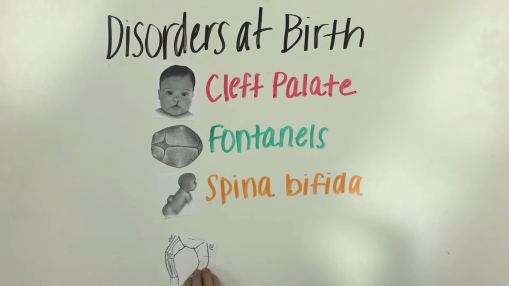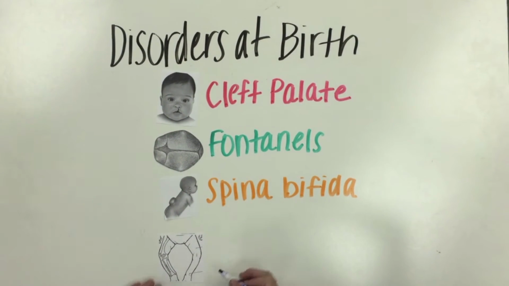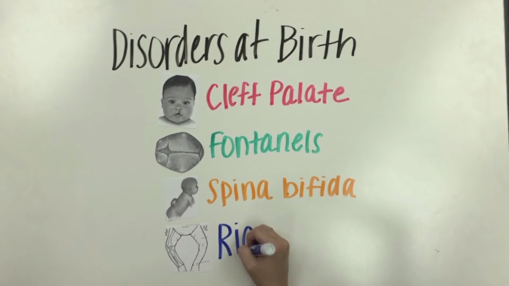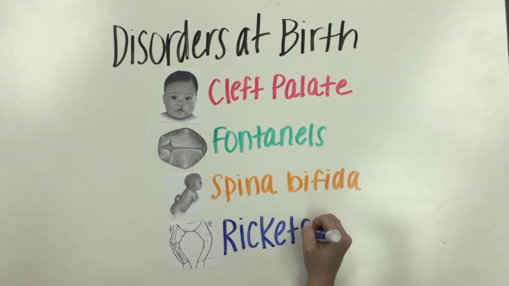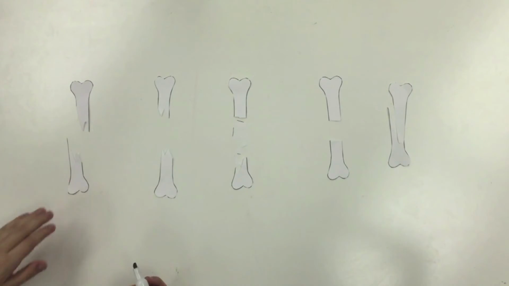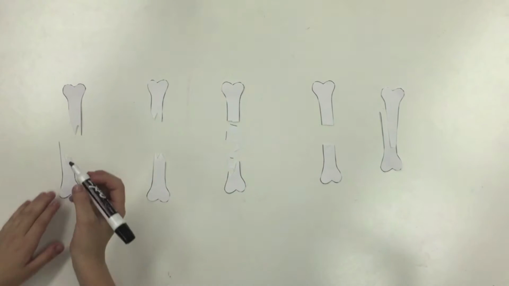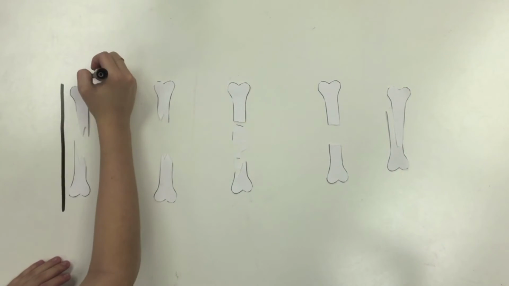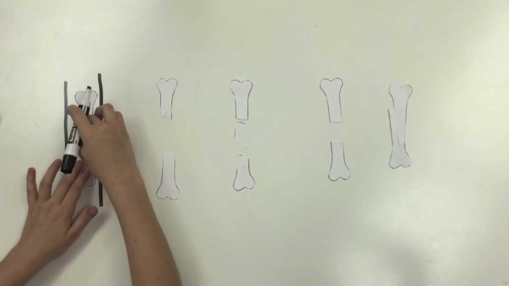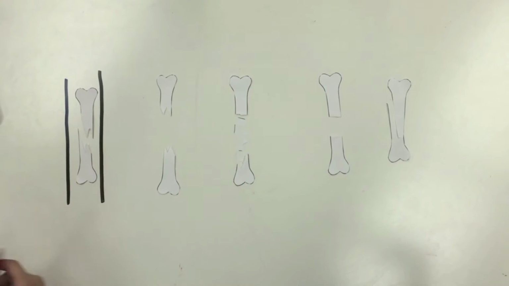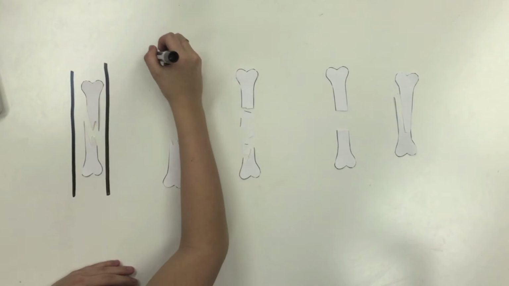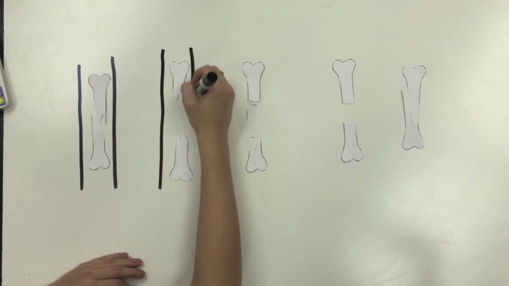Rickets. Rickets results from a lack of vitamin D and causes reduced mineralization of the bony matrix, resulting in bowed legs and inflamed joints. Types of fractures. Closed. Fracture is complete but does not break through the skin. Open. Fracture breaks through the skin. This is the most dangerous type of fracture because the body is open to infection.